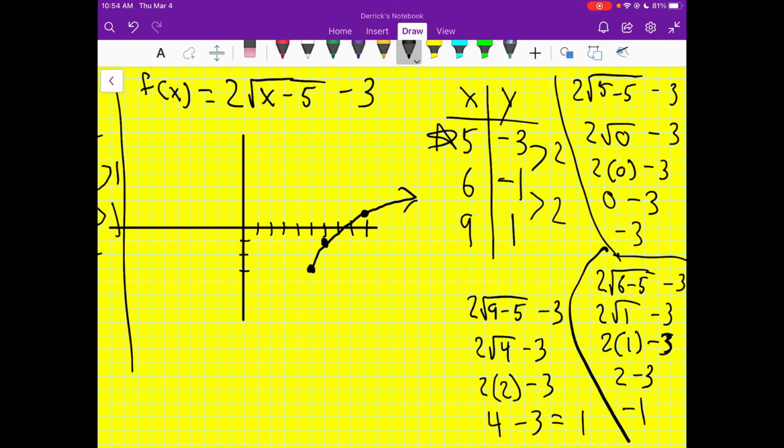But if the transformations are something you're not super comfortable with, then just do it off an xy table, and you always want to try and get the square root of 0, the square root of 1, and the square root of 4, because those are going to give you the easiest time. That would be my recommendation.